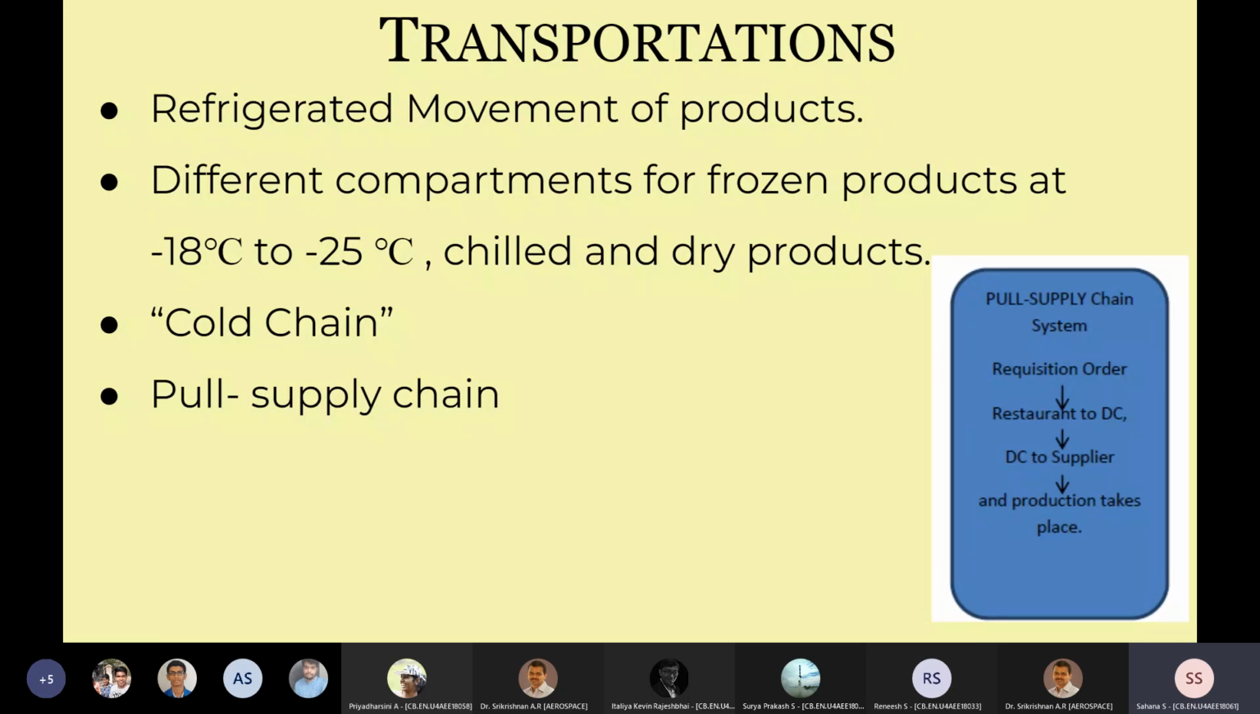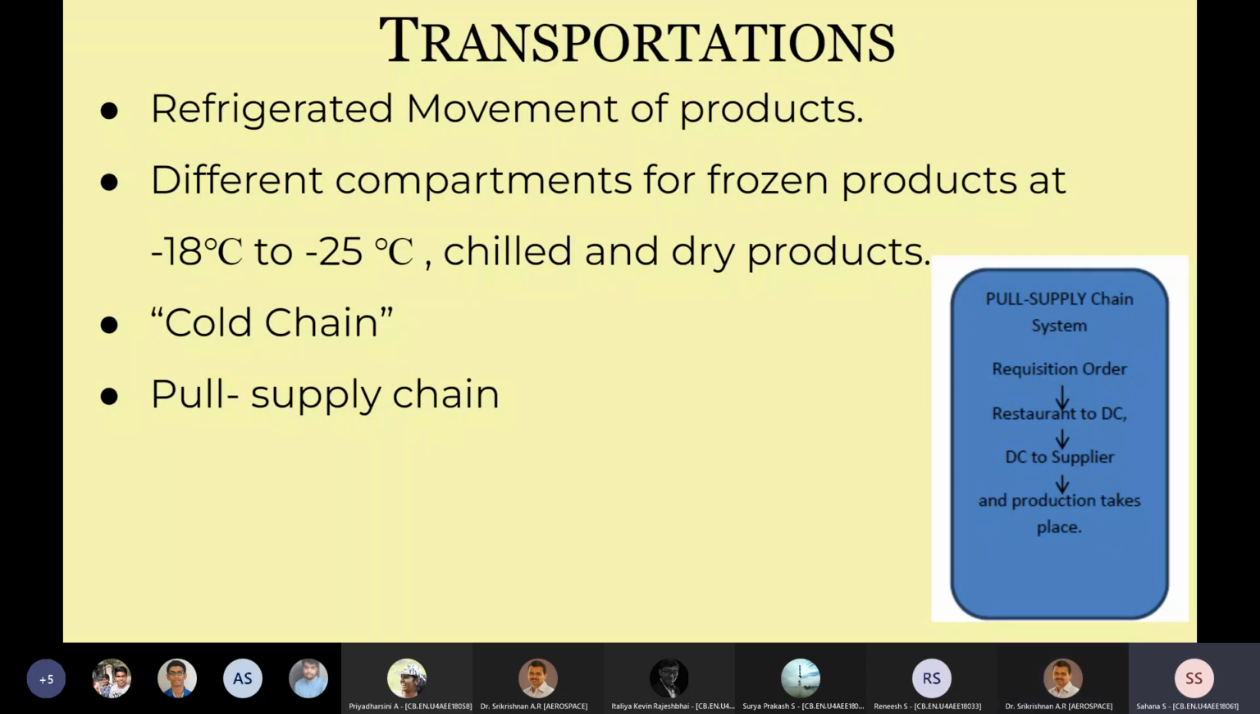It is an uninterrupted series of storage and distribution activities, maintained under a particular temperature range, basically to enhance the shelf life of products and to retain their freshness. This concept was first introduced by McDonald's in India. And then the pull supply chain system. The concept of this whole supply chain management is a pull supply chain system.